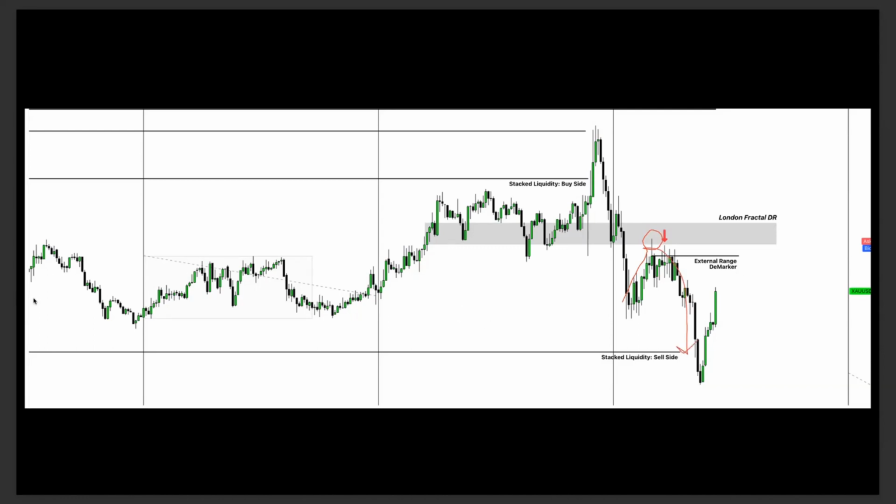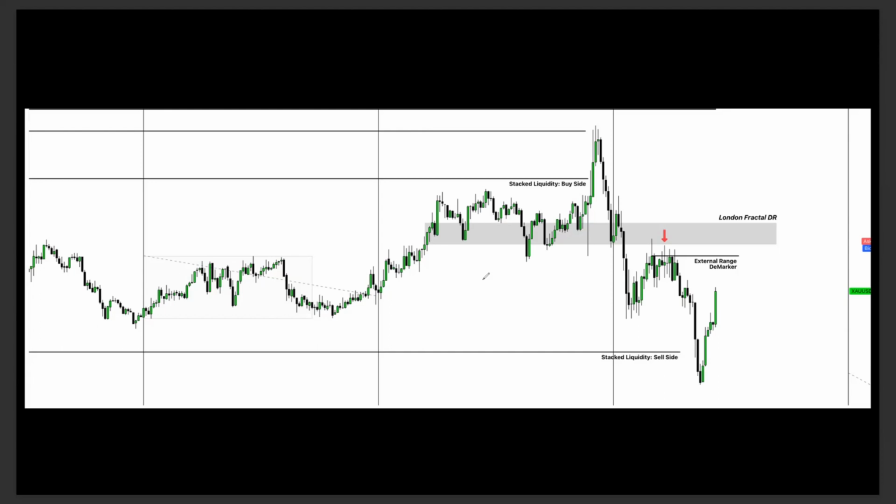Because my fractal dealing ranges provide a true reference point in price. No theory, I repeat, no theory can tell you with a guarantee that a certain range is going to work or not. Mine does, because mine is no longer a theory. Mine is a principle of the marketplace. These ranges will never fail.